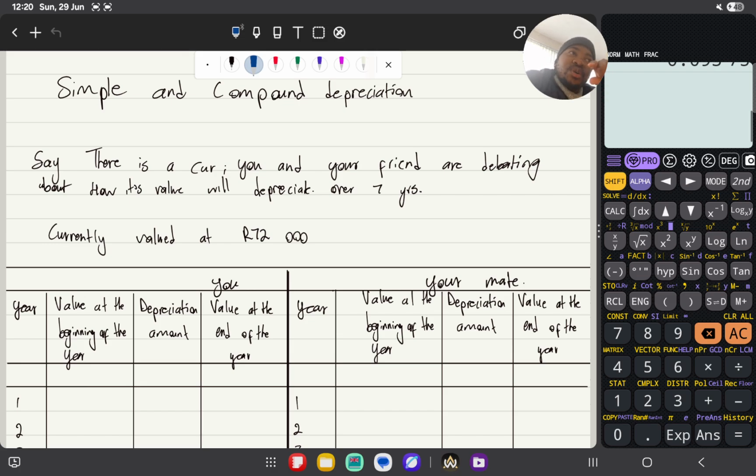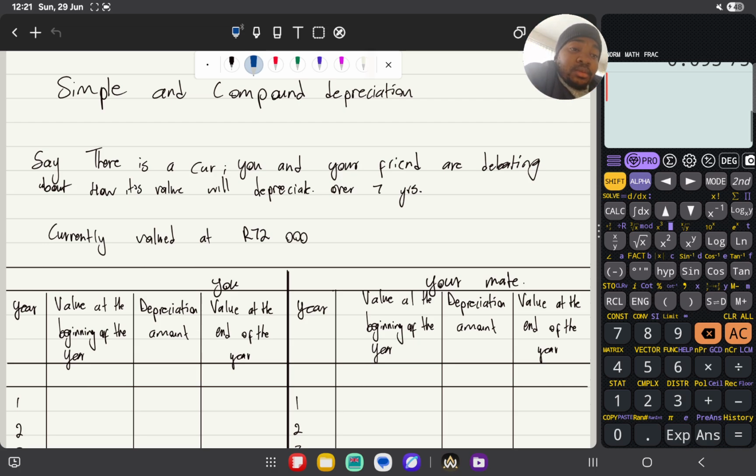So at the end of year one, the value of the car will now be 900. At the end of year two, the value of the car will be 800. And at the end of year five, the value of the car will be how much? 500 rand. So we are subtracting the same amount of money each year.